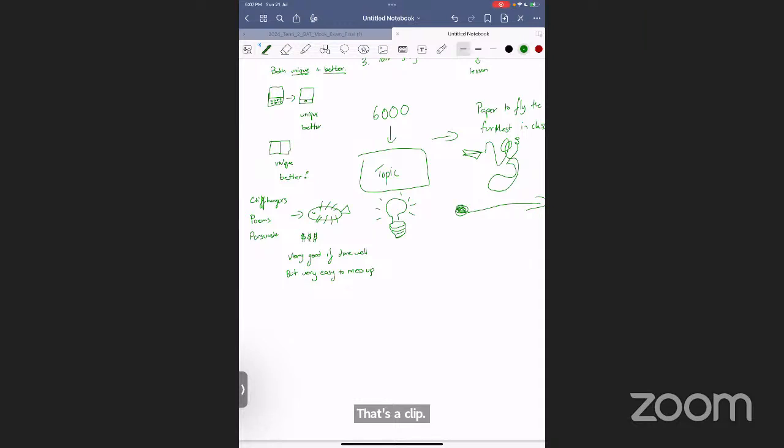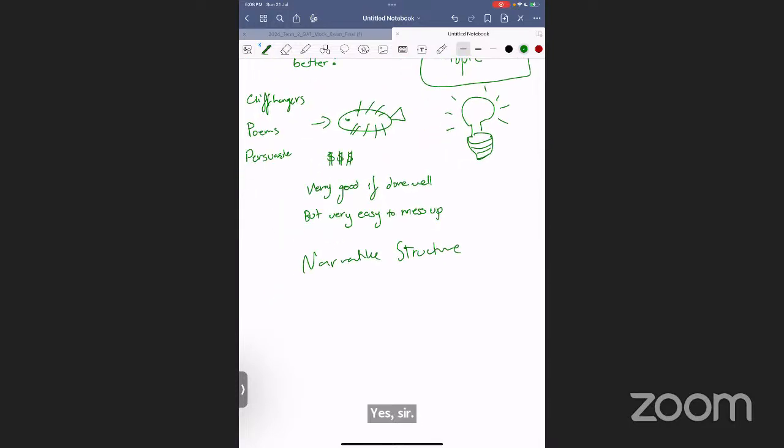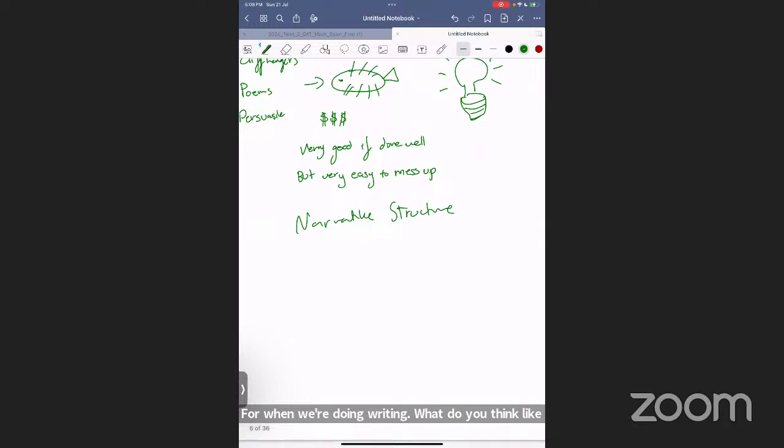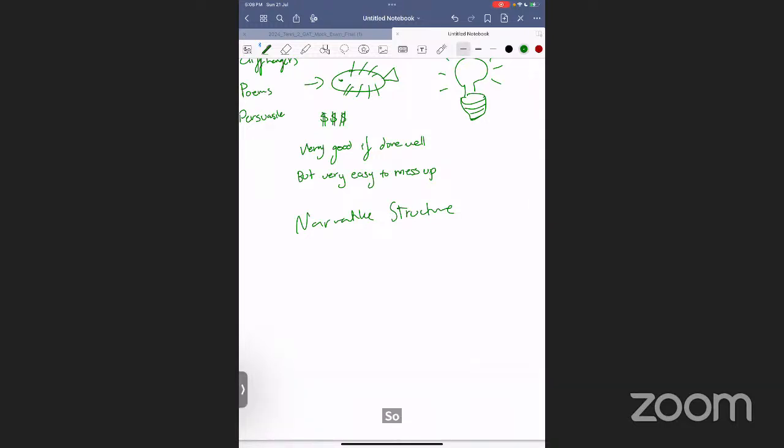So narrative structure. This is where I want to quickly go. Actually, I think I messed up the word structure there. Melvin, when we're doing writing, what do you think is the best type of story? What's better to do, narrative or persuasive? All right, so this is actually, guys, the very last question. I'm not taking any questions after this. And if you do have any questions, send them in the chat.